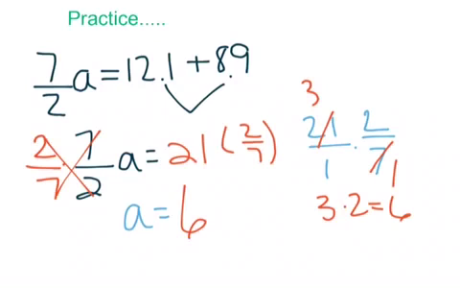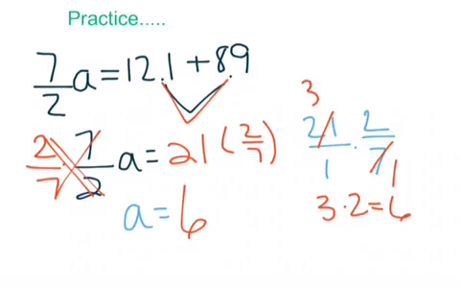Alrighty, so if you got a equals 6, you did it correctly. So first we have to combine our decimals over here. That's how we got 21, 12.1 plus 8.9. Then in order to get rid of a fraction, you have to multiply by its reciprocal so that they cancel out. So I multiplied 2/7 over here on both sides.